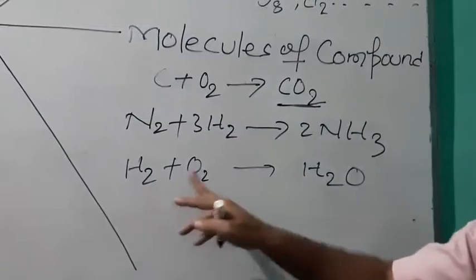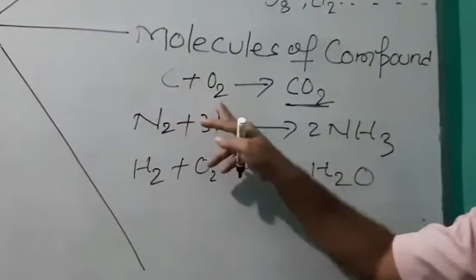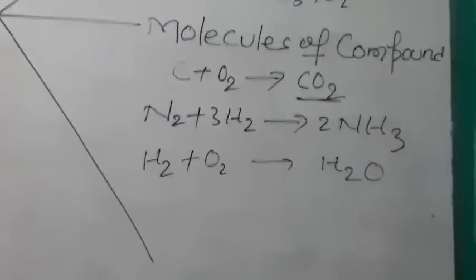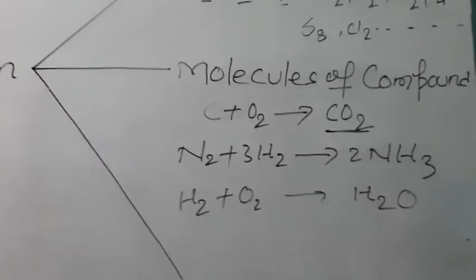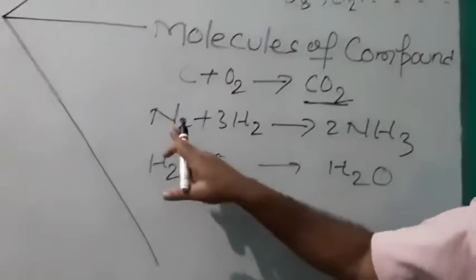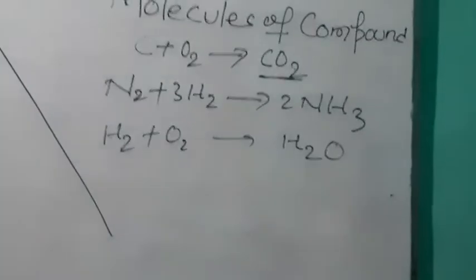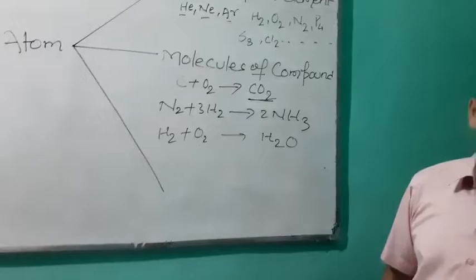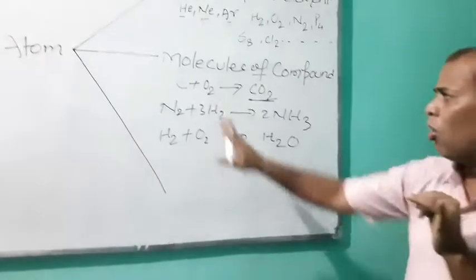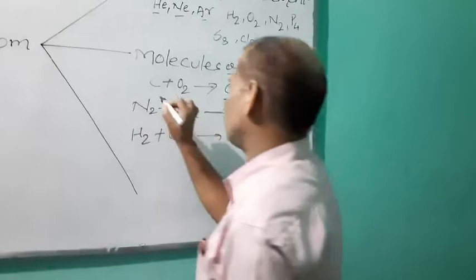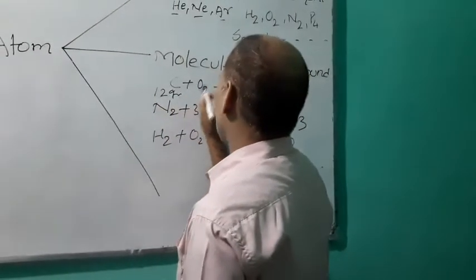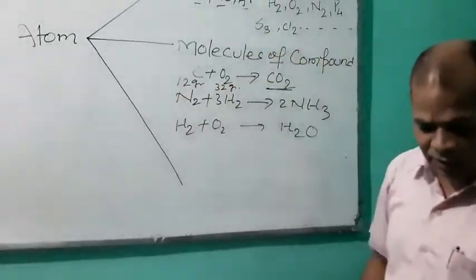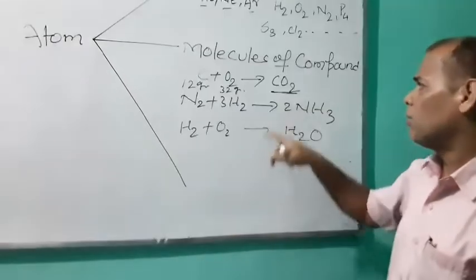Here atoms of different elements combine and form a compound. This is called molecules of a compound. In this, atoms are combined in a definite proportion by mass. Here you see 12 gram carbon combined with 32 gram oxygen.